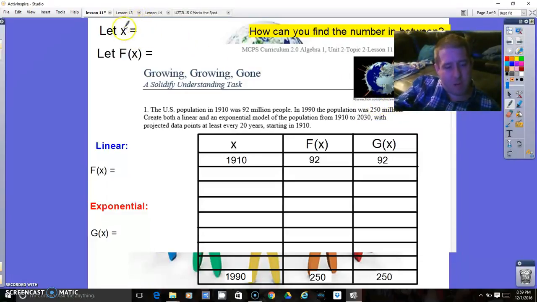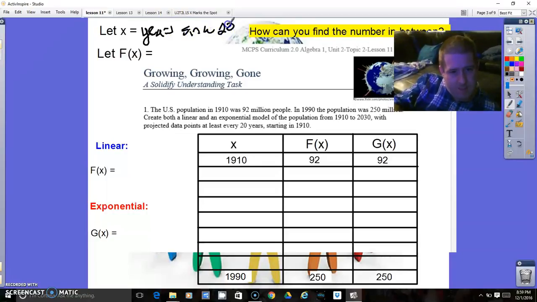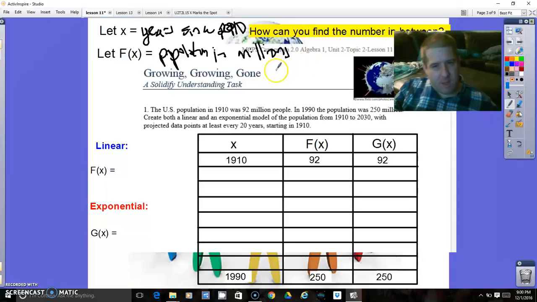We're going to let X represent the years since 1910. It's important whenever you're doing a real-world problem to tell us what you're representing. It's going to be years since 1910. Sorry. Let f of x, the answer, always be the population in millions.